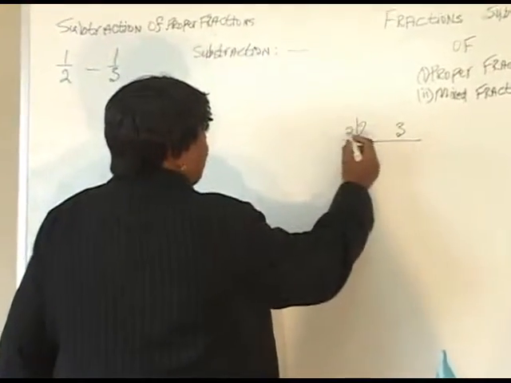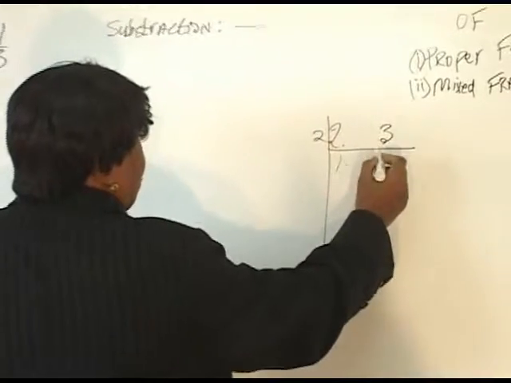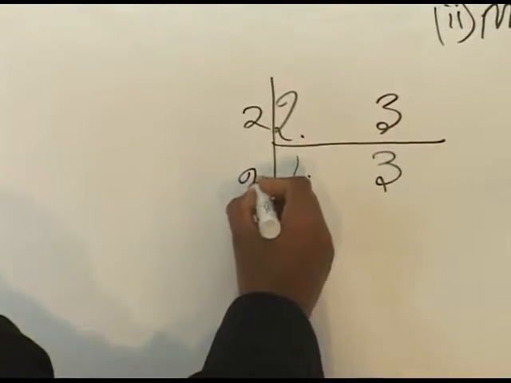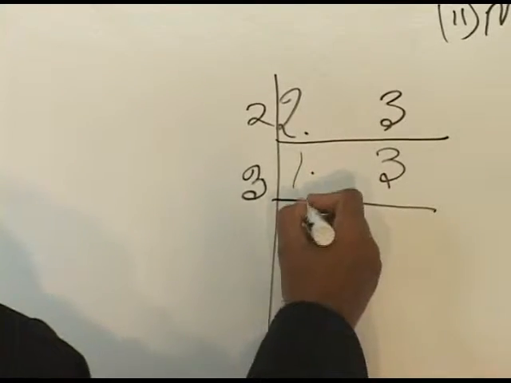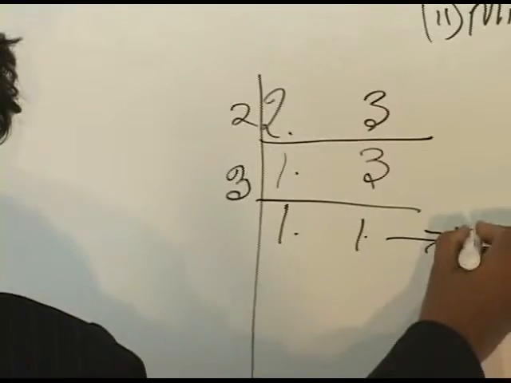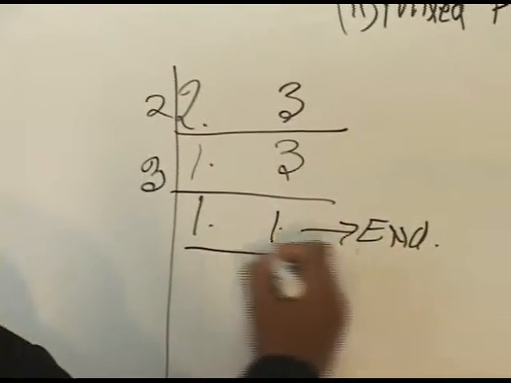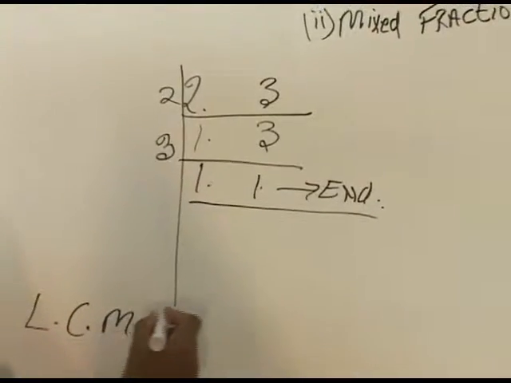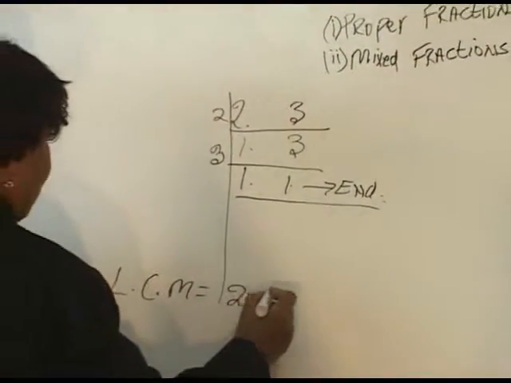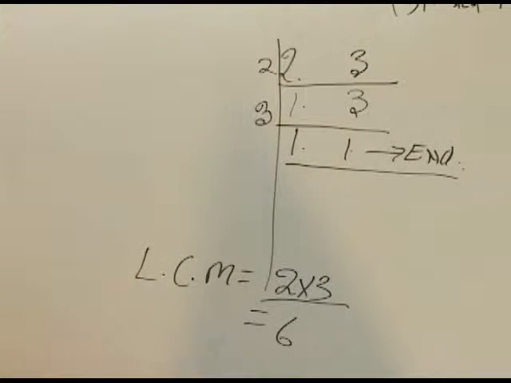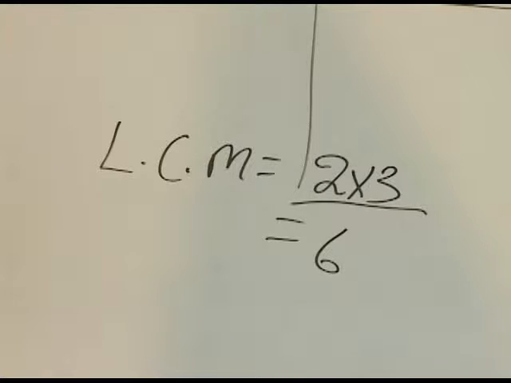So LCM, 2 goes once, and 2, we are bringing down the 3 because we won't get 2 going into it without a remainder. And then we have 1 and we have 1. And once we reach this line with all 1s, we know that's the end of the process of finding the LCM. So it's now equal to 2 times 3, and that is equal to 6. And we will now be calling those the prime factors of 6.